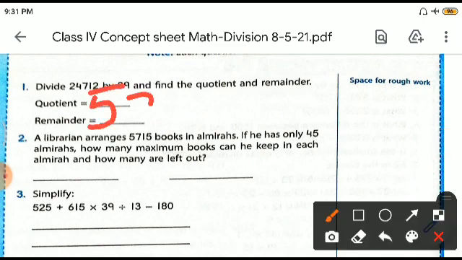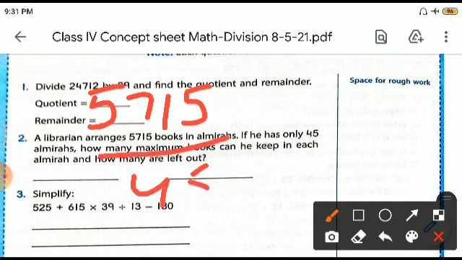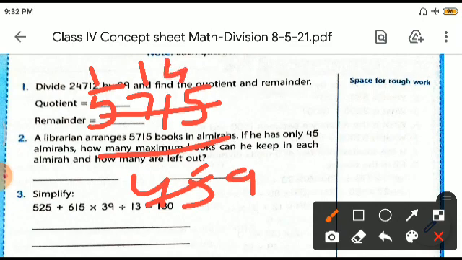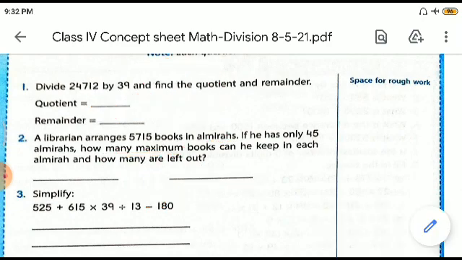First what you do, 5715 you can reduce by 5, because both the numbers, 5 9s are 45, and see 1143. Now you can divide the two. You can divide 1143 by 9 by the long division method to get the answer. Okay, so I leave this to you to do it.